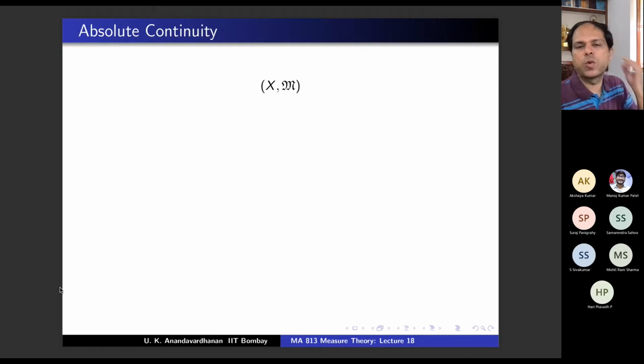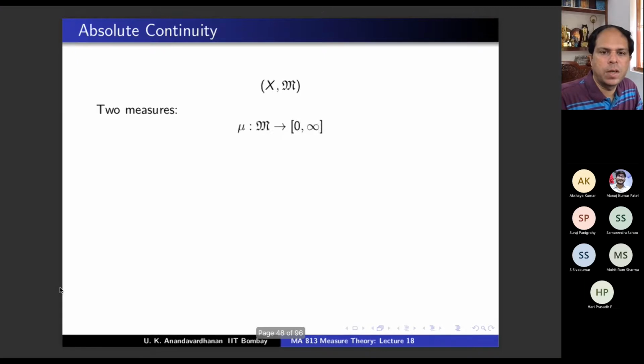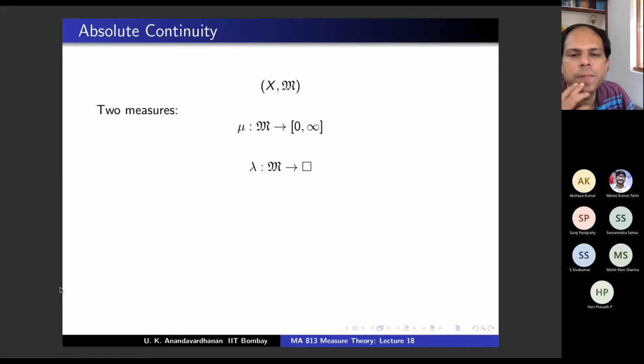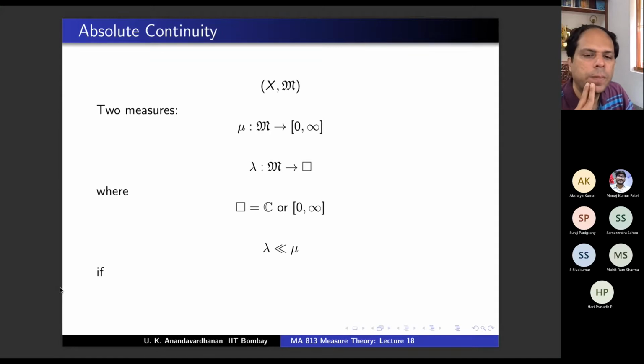Now let's introduce absolute continuity, of course you know this. (X, M) is a measurable space, and you have two measures. One is a positive measure mu, and the other is lambda. Lambda can be any measure, so it can be complex-valued or valued in 0 to infinity or real numbers, whatever it is, doesn't matter. Lambda is an arbitrary measure, but mu is a positive measure. Okay, this is the situation, and this is a notation. What is the meaning of lambda less than mu? Absolutely continuous. Lambda is absolutely continuous with respect to mu.